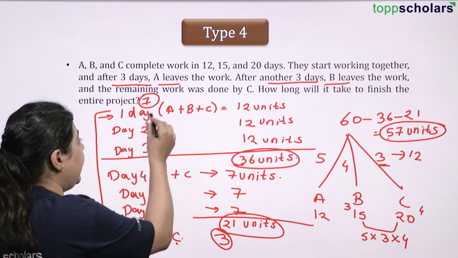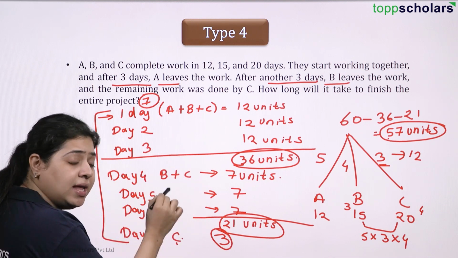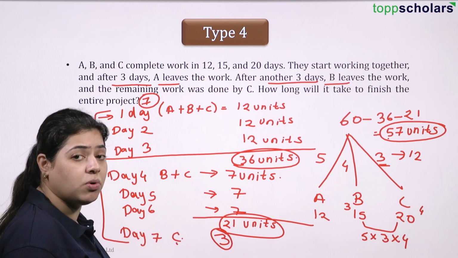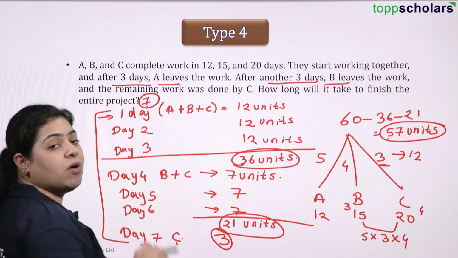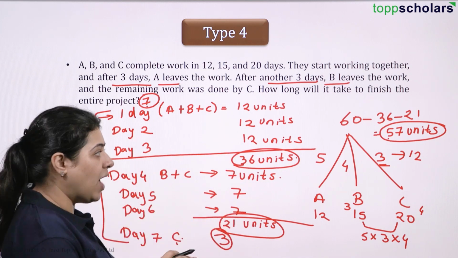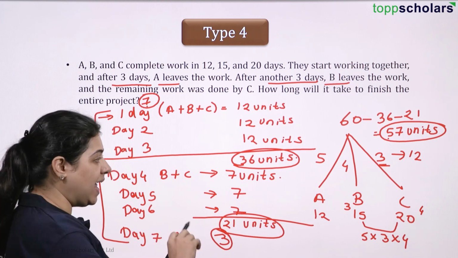Okay. First 3 days A, B, C are working. Then for the next 3 days B and C are working. Then on the 7th day only C is working and finishing the entire work. So in 7 days the entire work of 60 units will be finished with respect to A, B and C. I hope with this easy representation, it becomes easy for you to understand as well as solve.